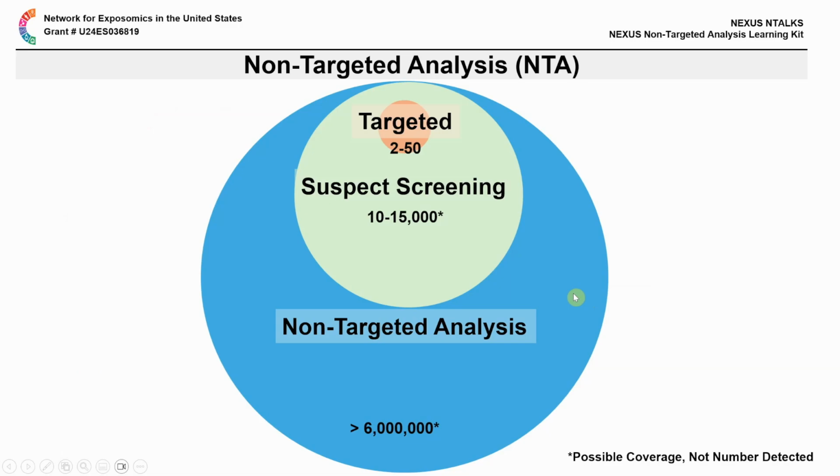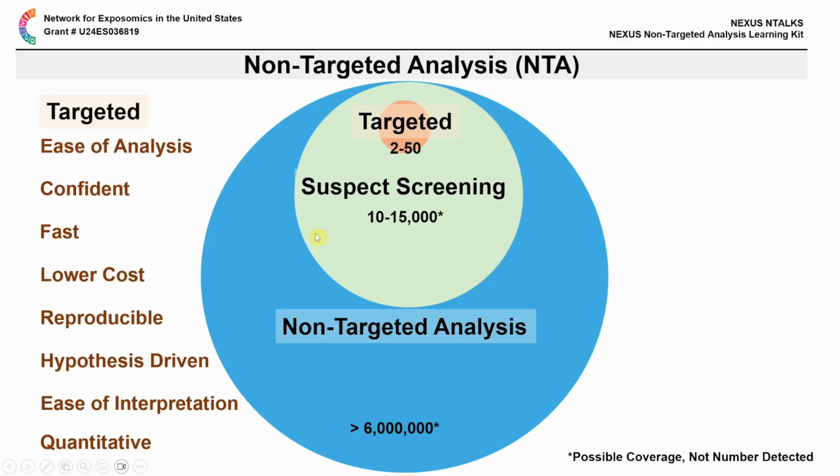So what's the difference between non-targeted analysis and targeted analysis? Targeted analysis, you have an ease of analysis. You have a synthesized chemical standard. You can be very confident in your results. It's faster. For example, the data analysis may be able to be faster.